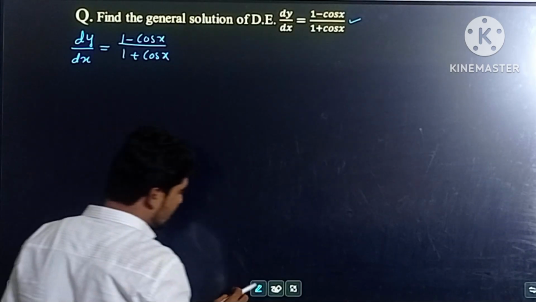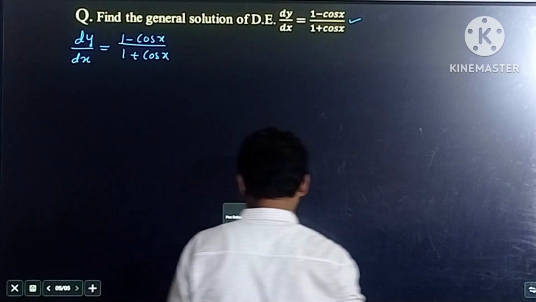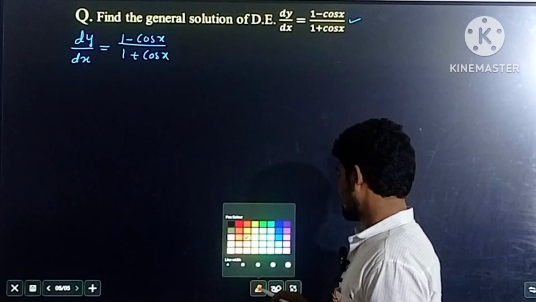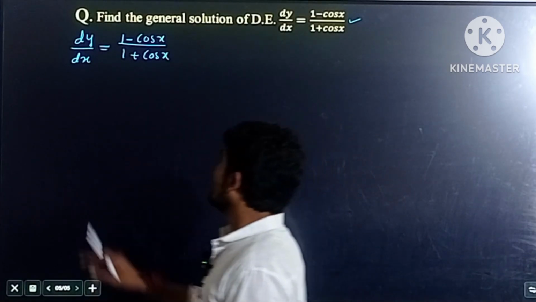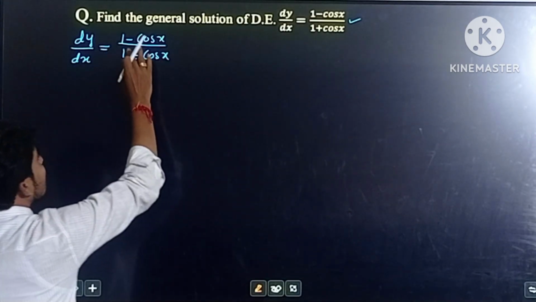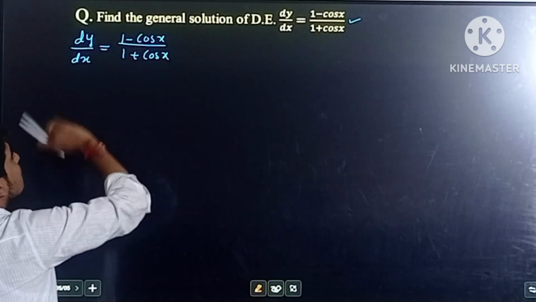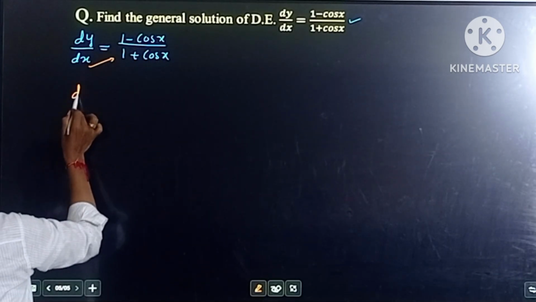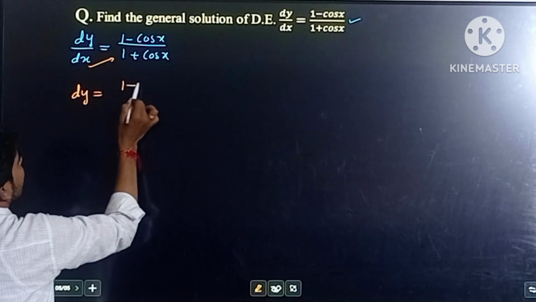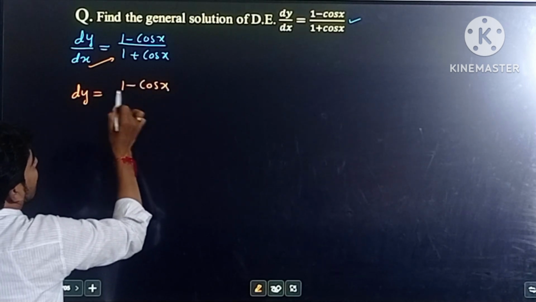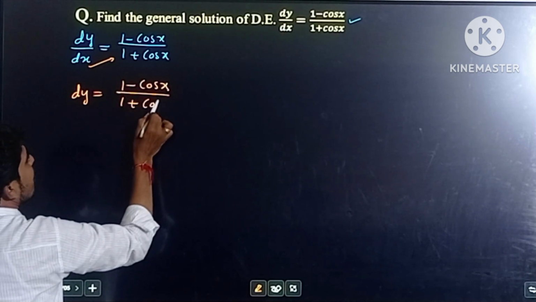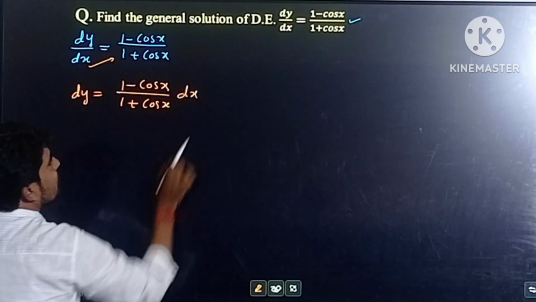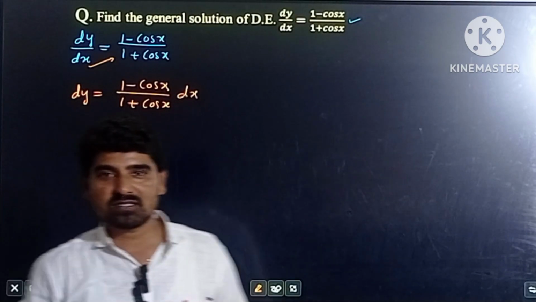So observe this differential equation. This equation also consists of the variables x and y. So first separate the variables. Simple. On the RHS only the function involved with the variable x. So just shift this dx towards the right side. We get what? dy is equal to 1 minus cos x divided by 1 plus cos x dx. So we separated the variables.